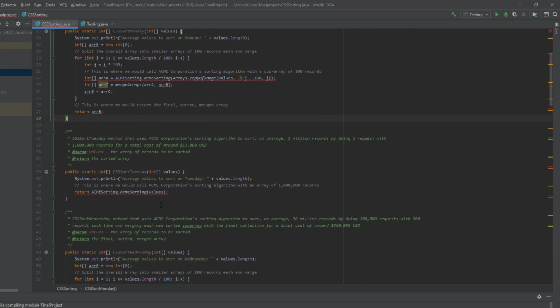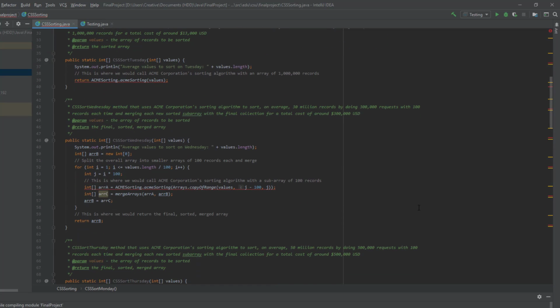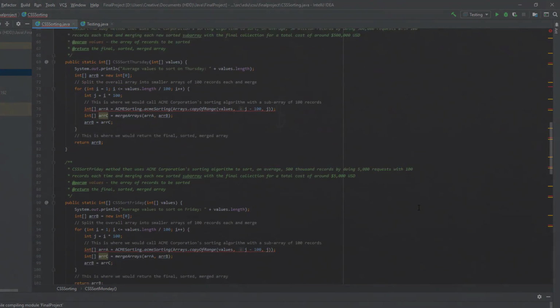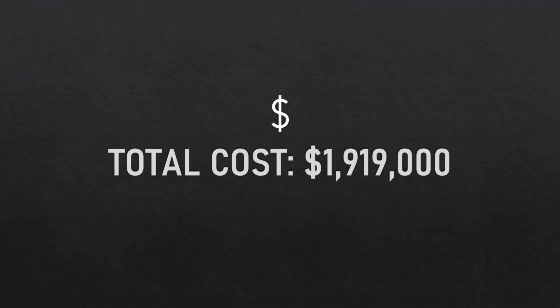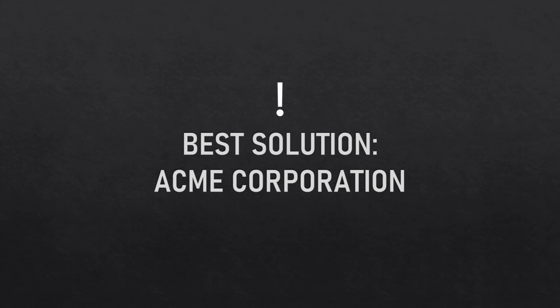For Tuesday, we will use Acme Corporation's sorting algorithm to sort, on average, 1 million records by doing one request with 1 million records for a total cost of around $13,000 US, with no merging required. The estimated running time of the algorithm then is just big O of n squared. Wednesday through the rest of the week follows the same pattern as Monday as shown here. Overall then, the total cost of these methods should be around $1,919,000 US. We believe this is the best solution for Columbus Software Systems as it was substantially less expensive.